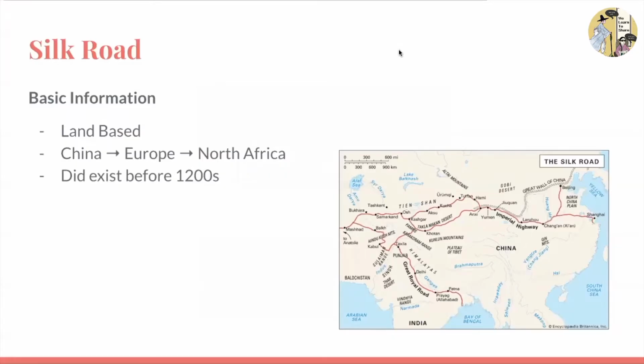The Silk Road was a land-based trading route, which means that the route existed on land only instead of other places such as the ocean. The route is most well known for connecting China and Europe together. However, it is also important to remember that the route also connected North Africa. Although the Silk Road did exist before the 1200s, which is the beginning of our time period, it prospered mostly during the time period 1200 to 1450s, since this was when the empires controlled the lands where the route was located.